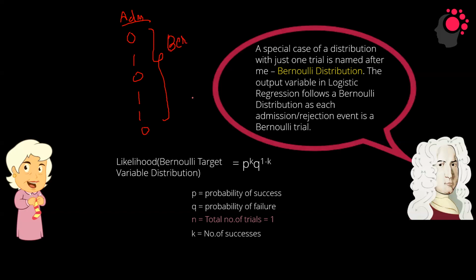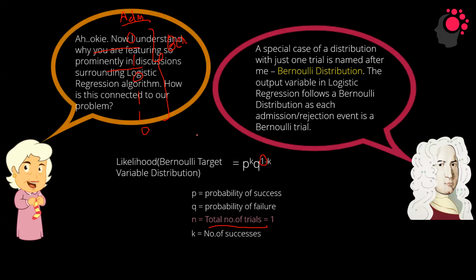And because there is only one trial, because each student is separate, the second student's efforts are not dependent on the first student's efforts. The first student's GMAT score is not influencing any other student's GMAT score. That's the reason we say the number of trials is 1, and that's where the n value gets substituted with 1. So p to the power of k, q to the power of 1 minus k, and we call this the Bernoulli distribution form. This is where the likelihood concept gets extended to Bernoulli distribution.